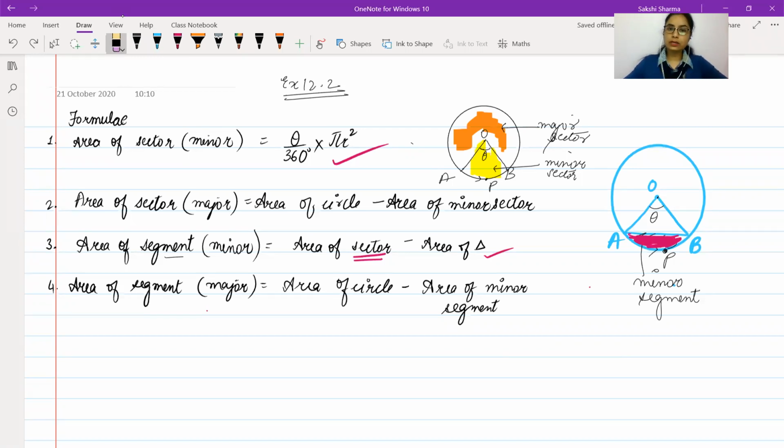Anyone with any questions here? Before I write down the formula further, क्योंकि अभी 4-5 और हैं. No doubt, ma'am. Fifth one is the length of the arc.